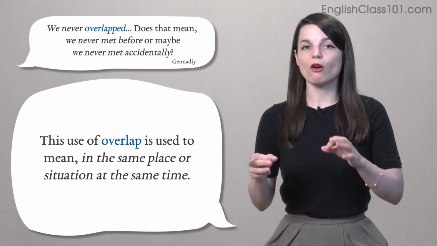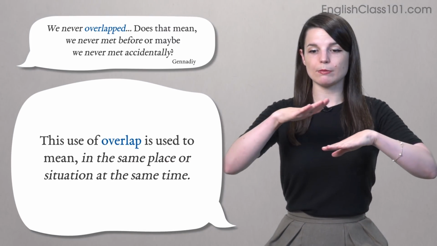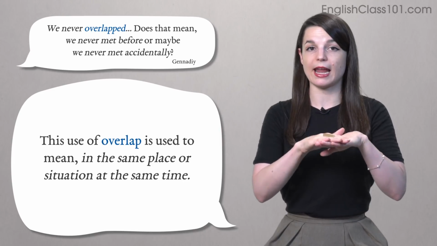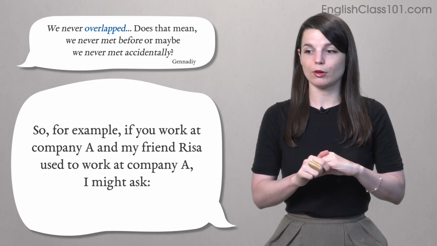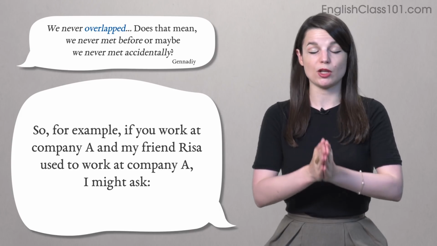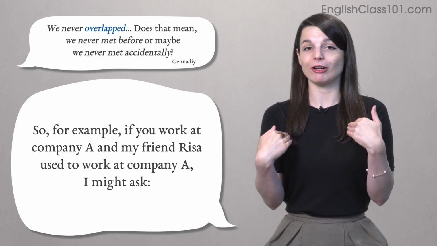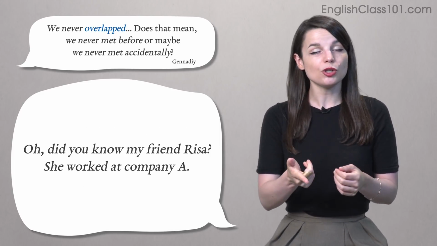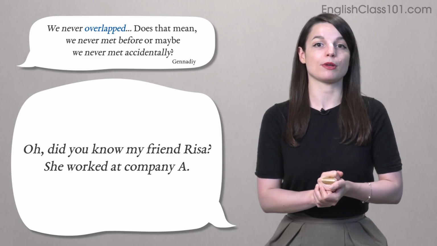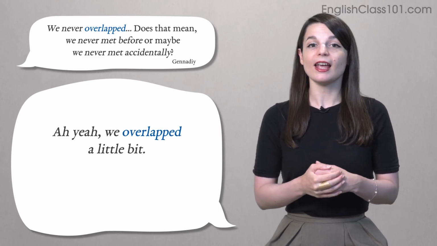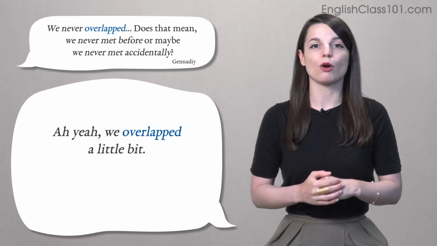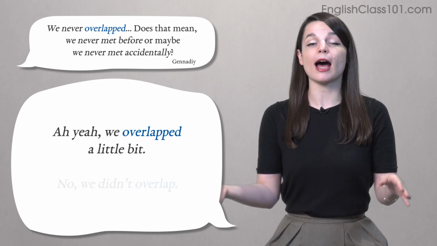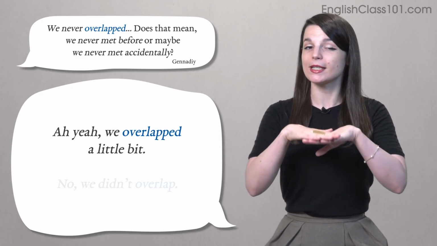So this use of overlap means to be in the same situation or the same place as another person at the same time. So for example, if you're talking about where you work and you work at company A, and my friend Risa used to work at company A, I might ask you, oh, did you know my friend Risa, she worked at company A? And you could say, yeah, we overlapped a little bit. Or, no, we didn't overlap. So in the yes answer there, it means I worked at company A at the same time as Risa.